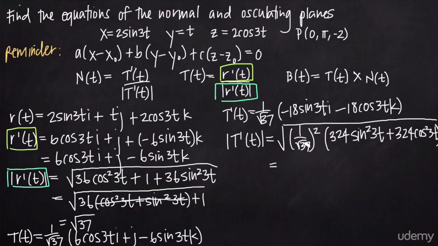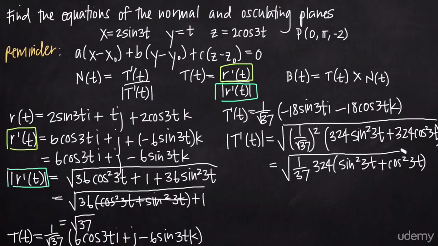So when we simplify here, 1 over root 37, when we square that, we're going to get 1 over 37. So we have 1 over 37. And then we're going to factor out a 324 here. So we factor out a 324, and we're multiplying by sine squared 3t plus cosine squared of 3t. And as you can see, we looked at that before, we know that that value becomes 1, right? This is just 1 based on a trigonometric identity.